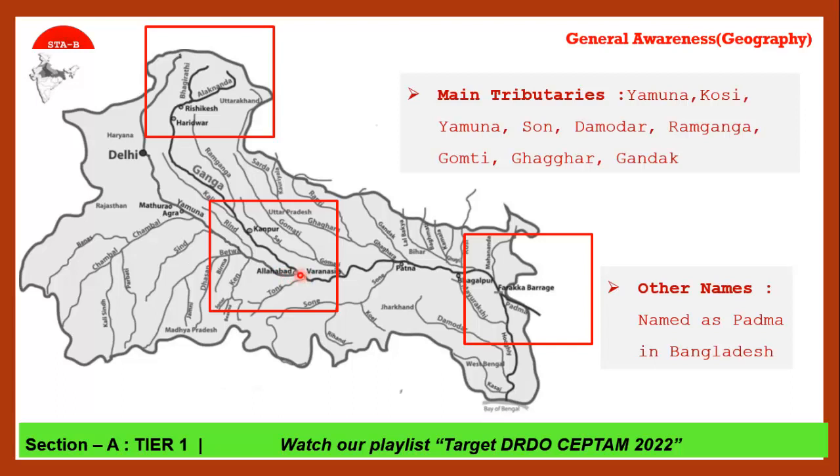Okay, at Allahabad, Yamuna and Ganga merge and finally it goes through Patna and enters into Bangladesh with the name Padma. Okay, just remember this name, Padma. Okay, and finally merges into the Bay of Bengal. Okay, so this is the important thing.